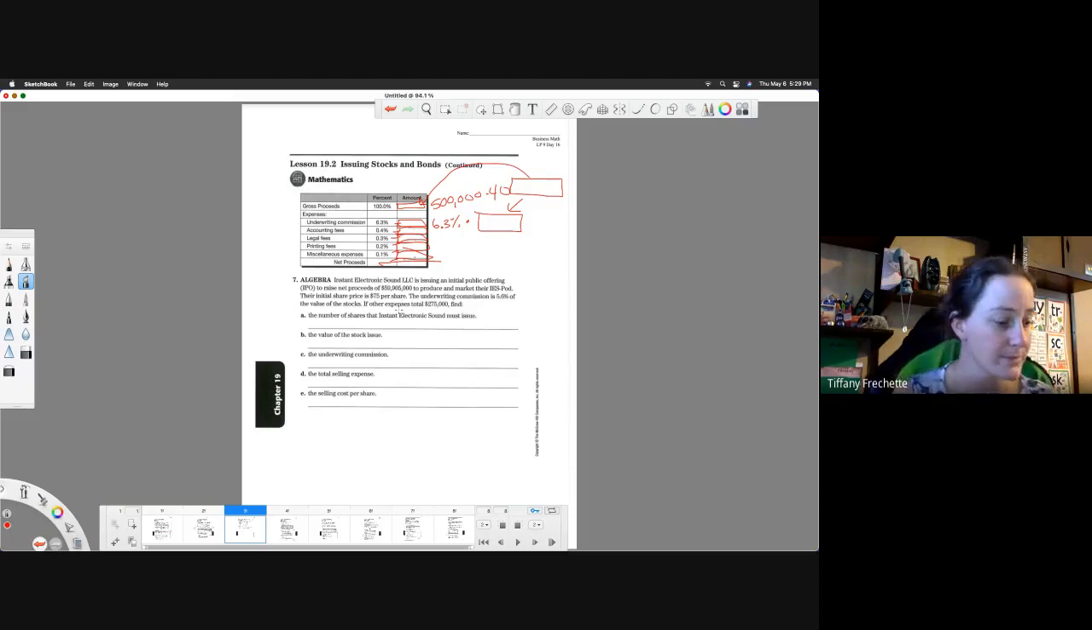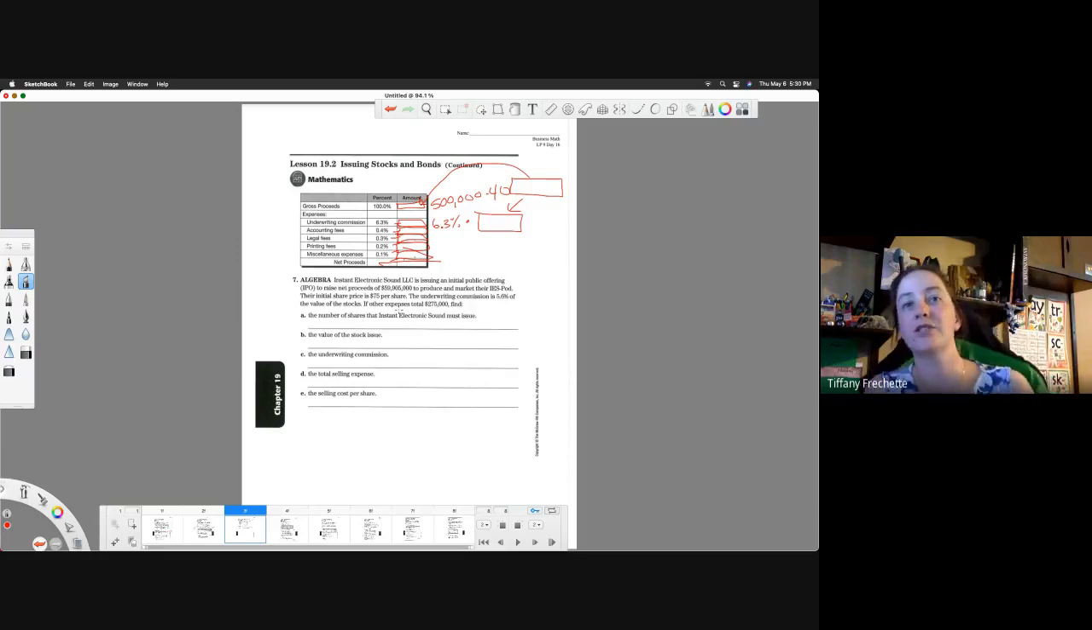All right, let's look at this Algebra 1. So it says, Instant Electronic Sound, LLC is issuing an initial public offering, IPO, to raise net proceeds of $95,905,000, said that wrong to begin with, to produce and market their IES pod. Their initial share price is $75 per share. The underwriting commission is 5.6% of the value of the stocks. If the expenses total $275,000, find, so it goes through and asks you to find a bunch of pieces here.